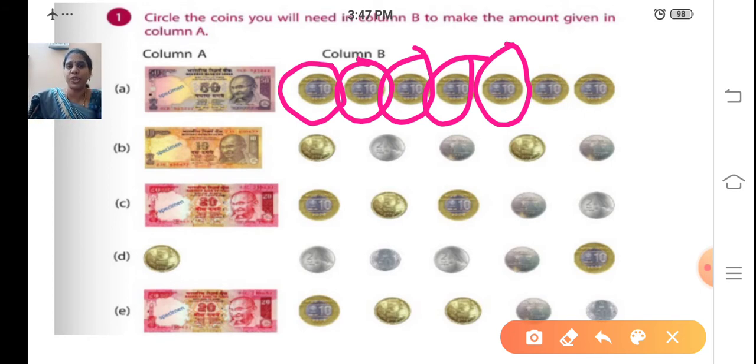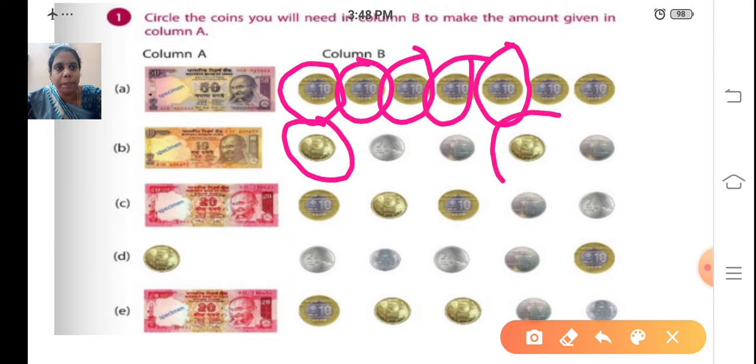So, how many coins do you have to circle? 5 coins. So, 10, 20, 30, 40, 50. So that you will get 50 rupees, isn't it? So, next one, 10 rupees. How will you do this? Can I circle like this? Can I circle 2 5 rupee coins so that I will get 10 rupees?